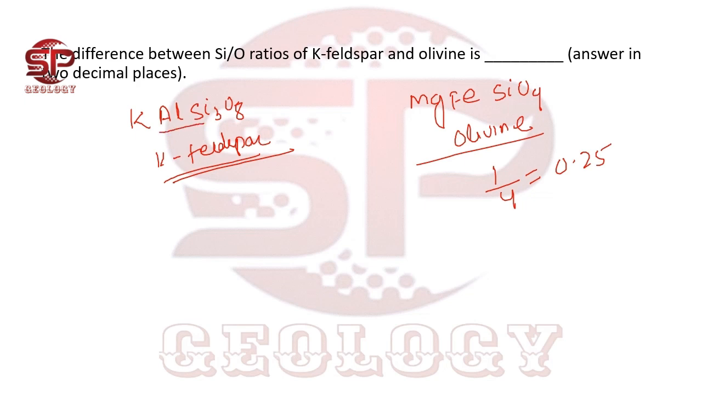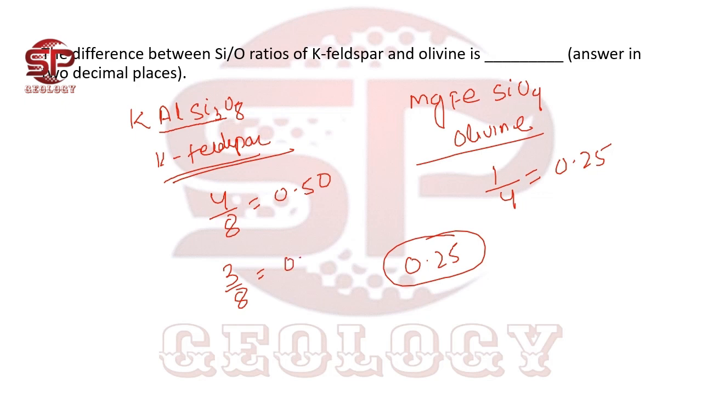Here for the ratio you can take, because this aluminum takes the place of silicon, it replaces the silicon position, so you can take 4 silicon divided by 8, it will be 0.50, where the difference between them will be 0.25. Or else you can take the ratio 3 by 8 also. This will also be correct. It will be 0.375 and the difference will be 0.125. So any of these two will be correct.